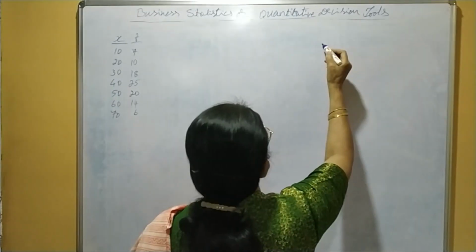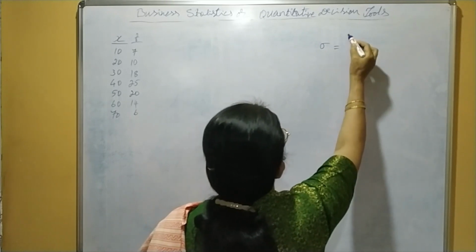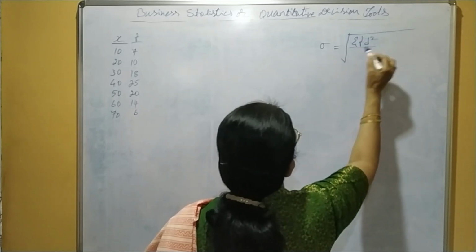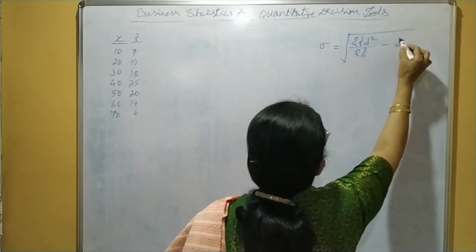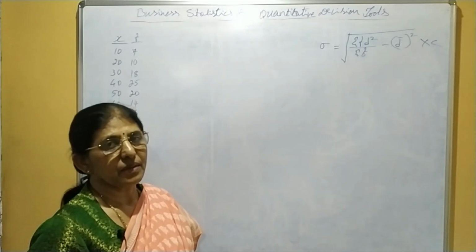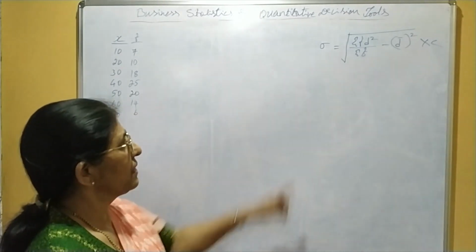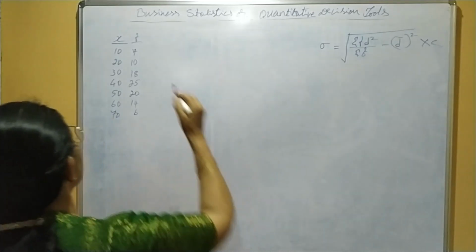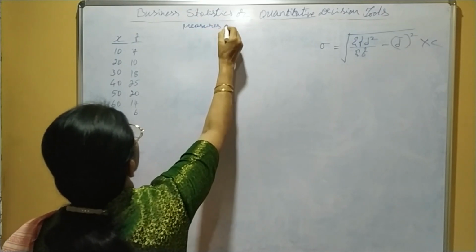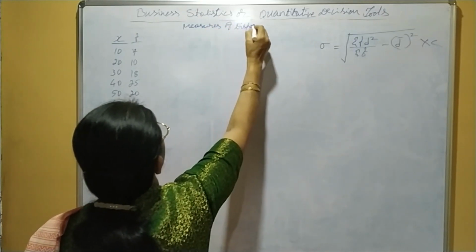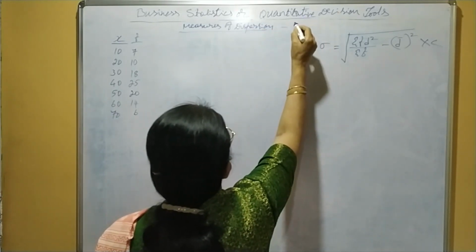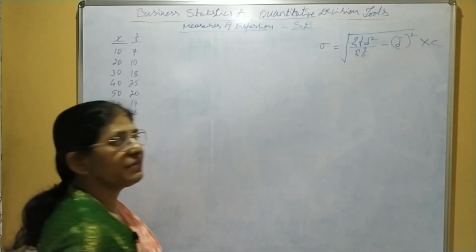To find out standard deviation, the formula is standard deviation equals square root of sigma fd square divided by sigma f minus d bar whole square into c. Under both discrete series and continuous series, formula is the same to find out standard deviation. Here it is measures of dispersion. Under measures of dispersion, one of the methods of measuring dispersion is standard deviation.